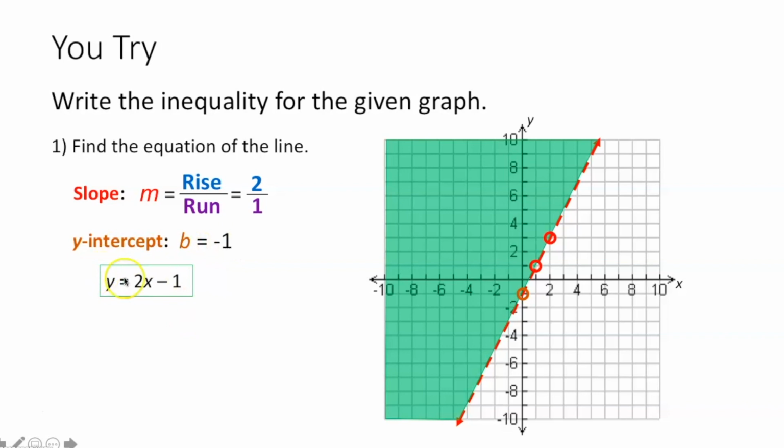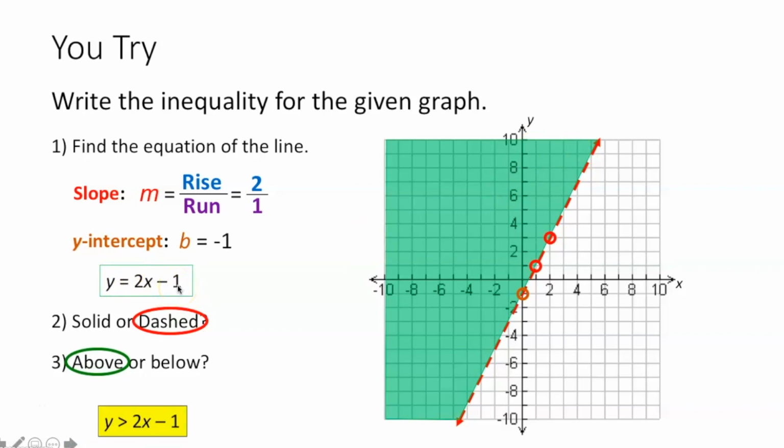Now that we have our equation, we can then figure out what our inequality symbol is going to be. So first, is it a solid or a dashed line? Clearly a dashed line. Therefore, there's going to be no equal sign under your inequality symbol. Next, did we shade above or below the given line? Well, it's shaded above. Therefore, it should be y is greater than 2x minus 1. So we write our inequality like that, and you're done.